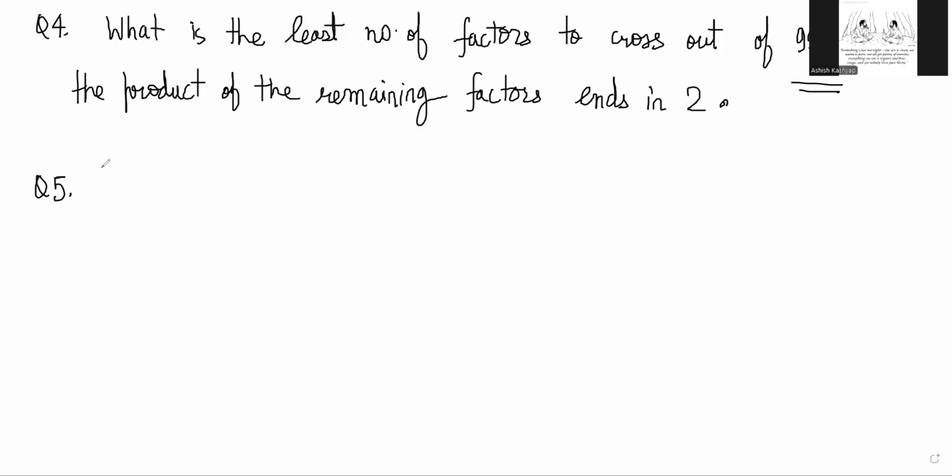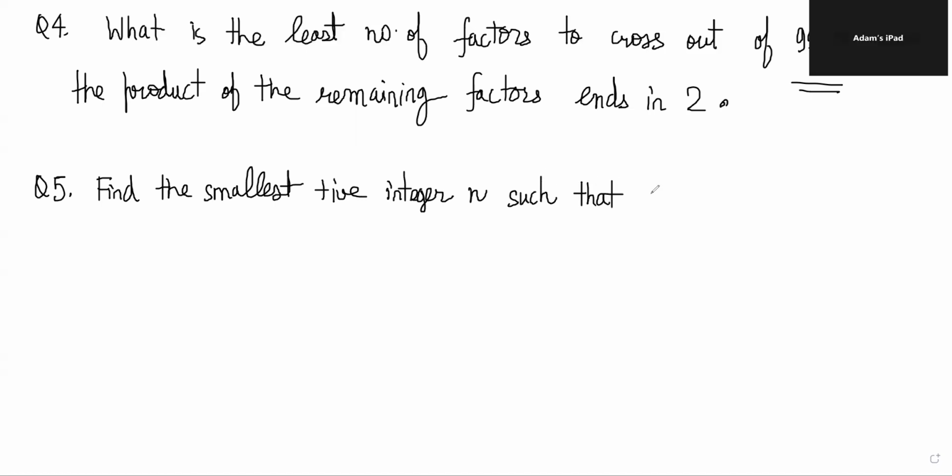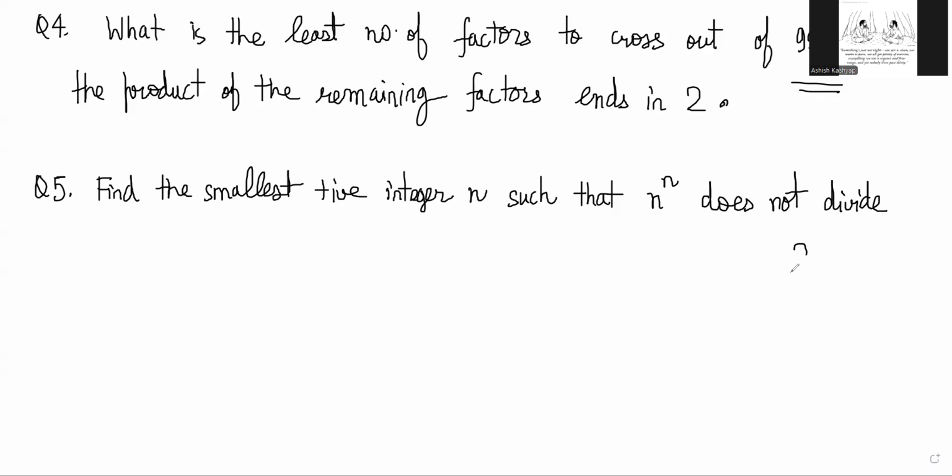Okay, next question is find the smallest positive integer n such that n power n does not divide 2008 factorial.